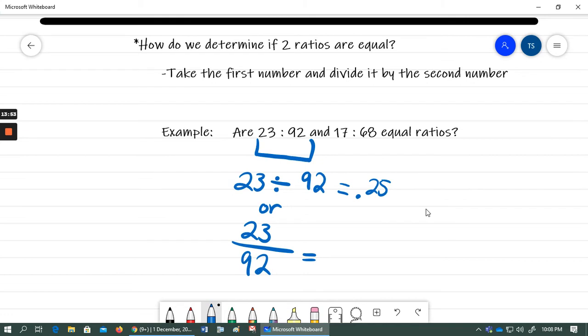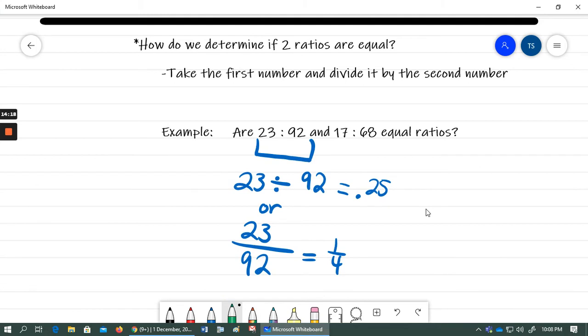You get the same thing. 0.25 is the same thing as 1/4, correct? I hope you know that. 25 cents is how much of a dollar? A quarter, right? Which is 1/4. Exactly. Okay. Wonderful. I'm so glad y'all know that. Awesome. All right.